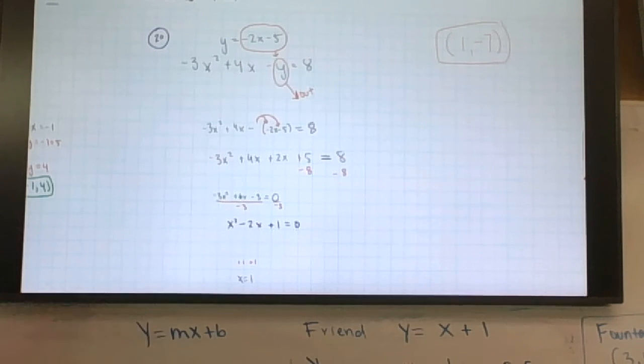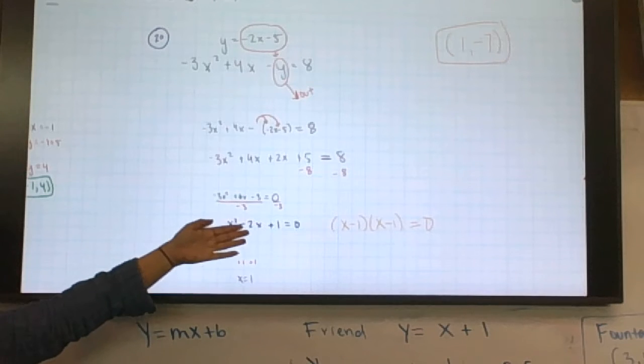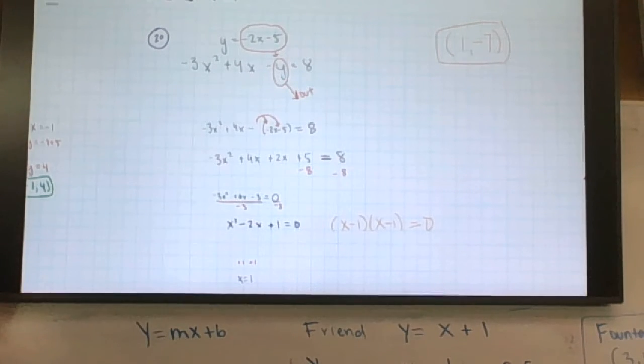Then you have this quadratic to factor. That factors x minus 1 times x minus 1. So if you got stuck here on factoring, I'm glad at least you did the first half. You still need to figure out factoring. So when you set those equal to 0, you end up with only one x value. You plug that into the original equation, and that's where you get your y value.